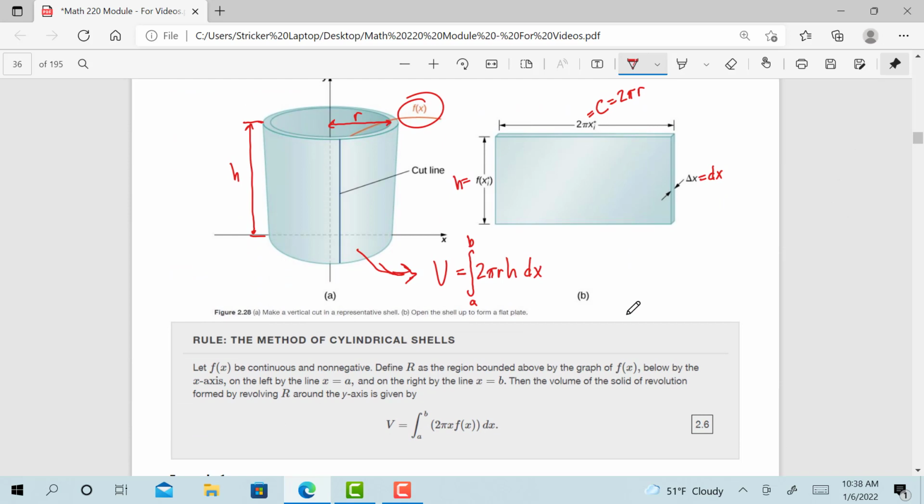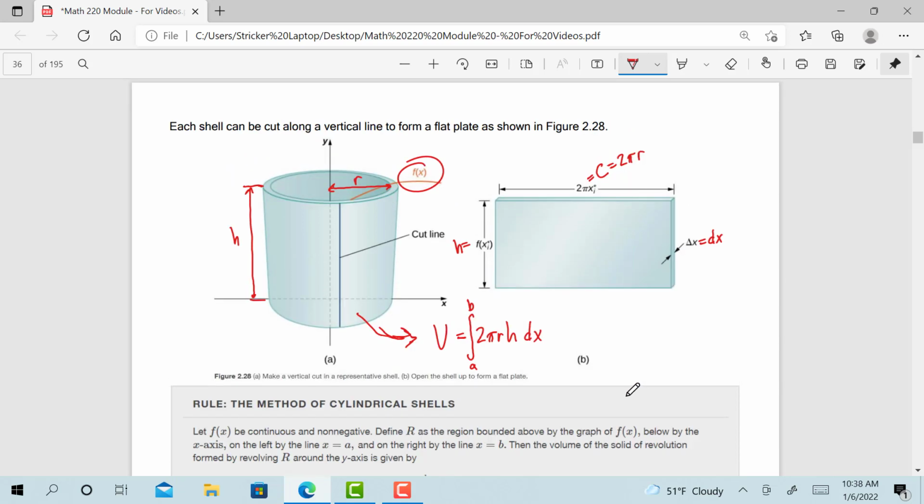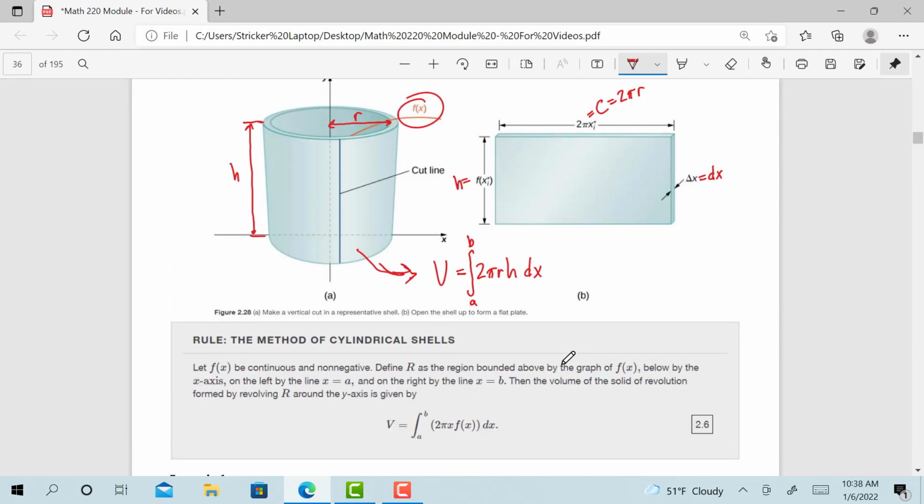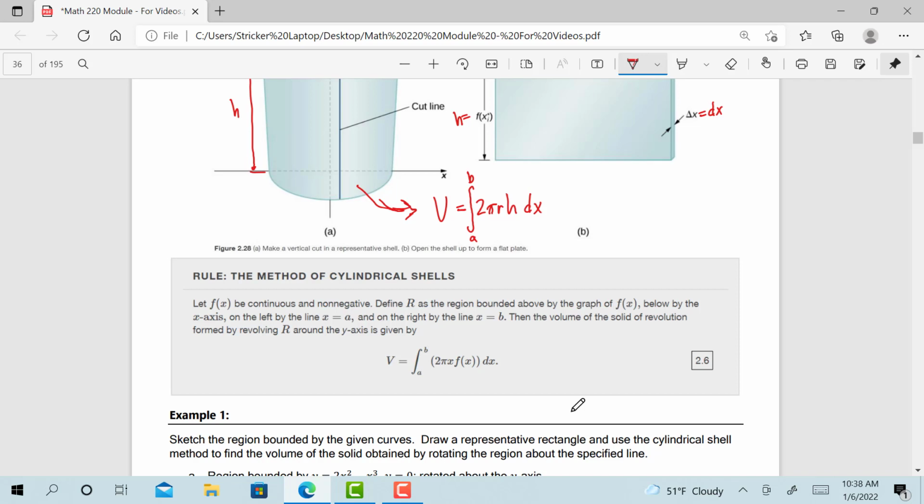And so that's what you see down here for the method of cylindrical shells. It's 2 times pi times r. They wrote x here because for the figure we looked at, r is the x distance. And then instead of h, they wrote f of x, or y, because h is the y, the vertical distance. Again, we can think of this as the integral from a to b of 2 pi r h dx.